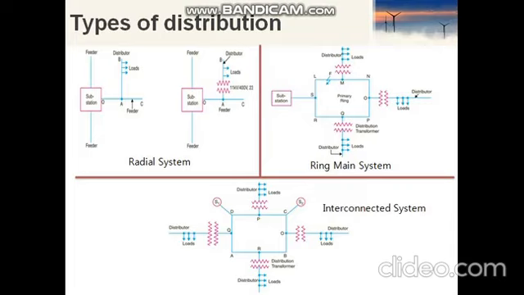So many times you observe such a thing that a society has a light blackout for the whole society, but the next society will have full load in that particular domain. So in our city these three combinations will occur. In your society maybe it will be radial, but your area will be connected in a ring main system, and from that particular area to another area there will be an interconnected system.